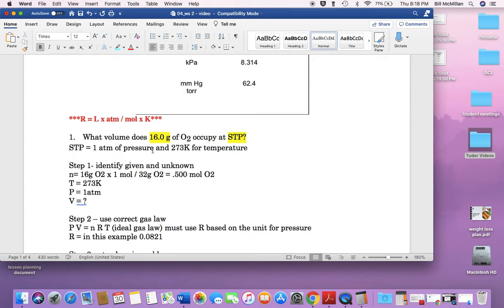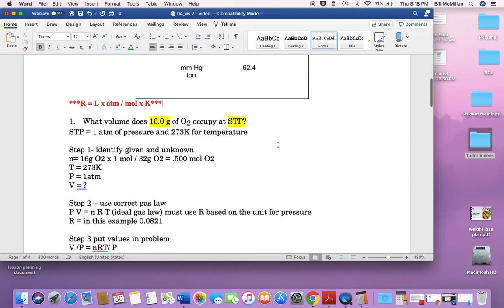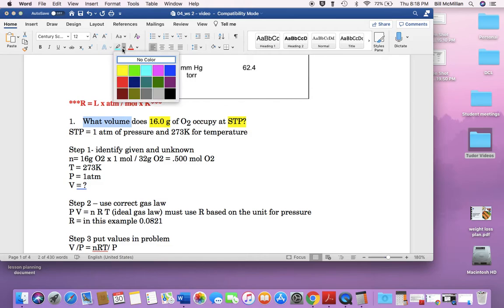So the first question: what volume does 16 grams of oxygen occupy at standard temperature and pressure? These are the steps that I think will help you. First, you're going to identify your given and unknown. So we know what our given is. This is our given. This is our given. And we're looking for a volume.